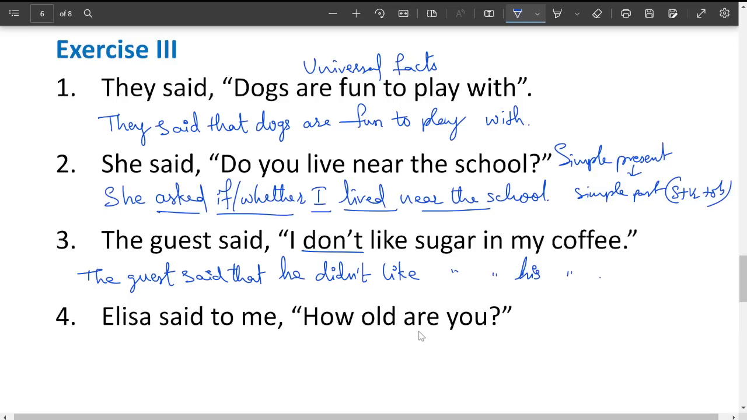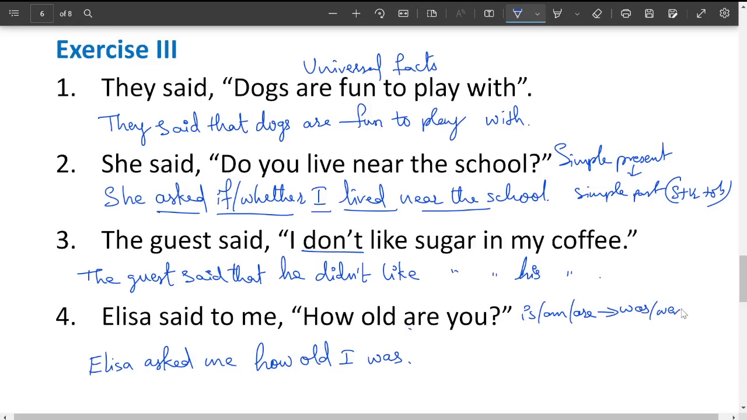Next, Elisa said to me, how old are you? Now, said to me is nothing but asked, right? Because that is a question. Elisa asked me how old I was. Now, look at this sentence here. All is, am, are from the direct speech change to was or were. So here she's asking me, so me in the sense I, and here we cannot again go with the present helping verbs. We have to go with past helping verbs. In the past helping verbs we have was or were. So I was or I were. What can be used with I? I is only used with was. Okay.